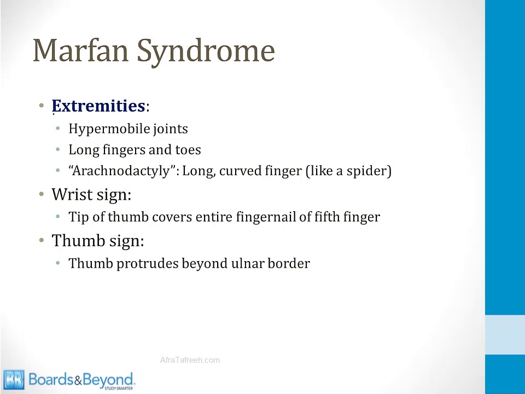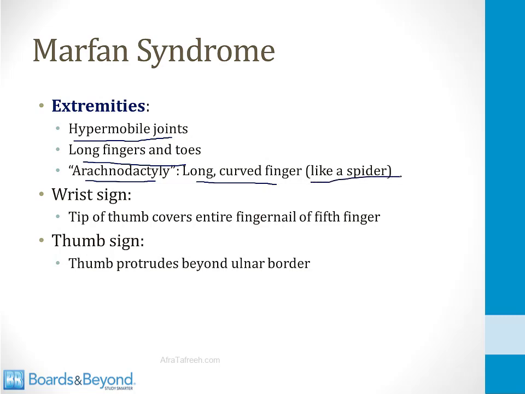In the extremities, patients with Marfan syndrome have a number of classic findings. They have hypermobile joints that share some similarities with Ehlers-Danlos. They tend to have long fingers and toes, and they are often said to have arachnodactyly. This means long curved fingers. It gets the name arachno because it looks like a spider's legs.